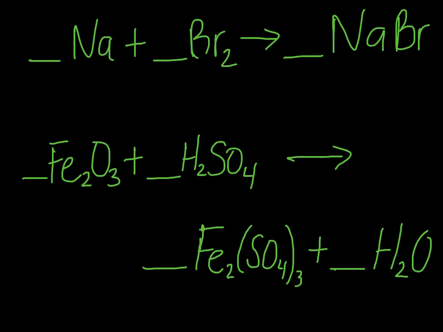Okay, for the next one we have sodium and bromine produces sodium bromide. So the first thing I see is that my bromines are not balanced. On the right side I need to add more. So I'm going to add a 2 here in order to get 2 like there is on the left. I now have 2 bromines, but now I also have 2 sodiums.